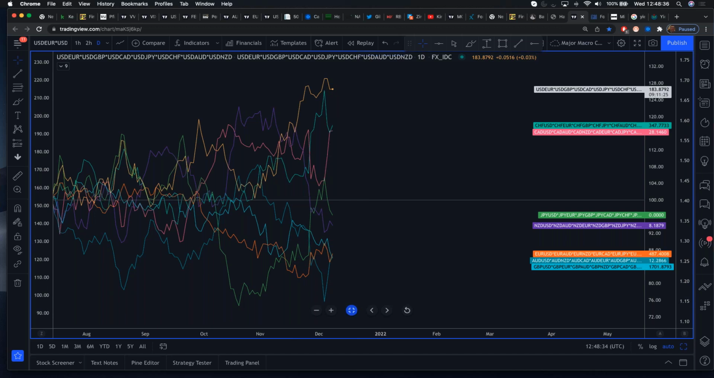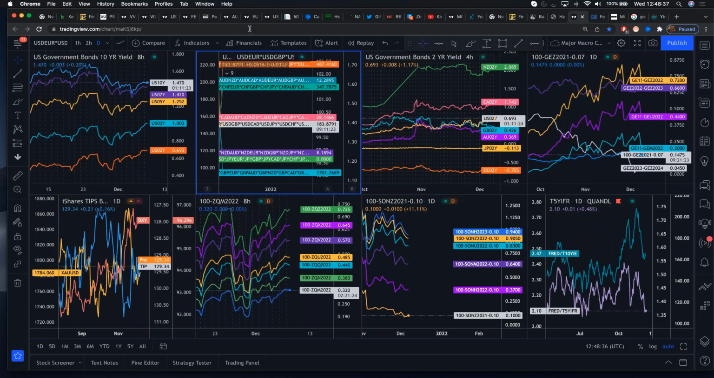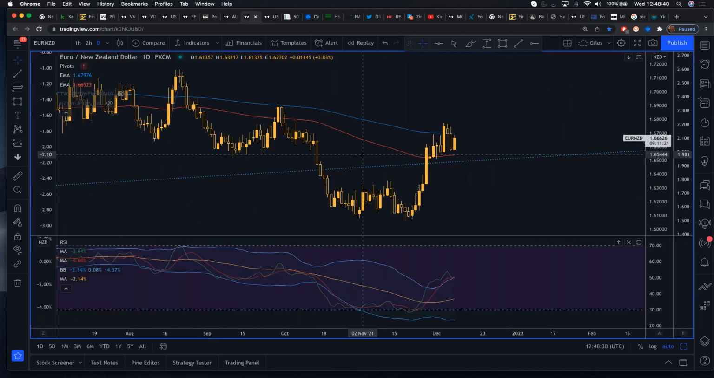Now that is because of the funding currency status of the euro. So in other words, as soon as risk markets turn positive again, that funding currency status will come back and traders will be selling the euro. Now, the New Zealand dollar, we've already discussed, is on a rate hike path. So we would expect the euro New Zealand dollar pair to be moving lower.